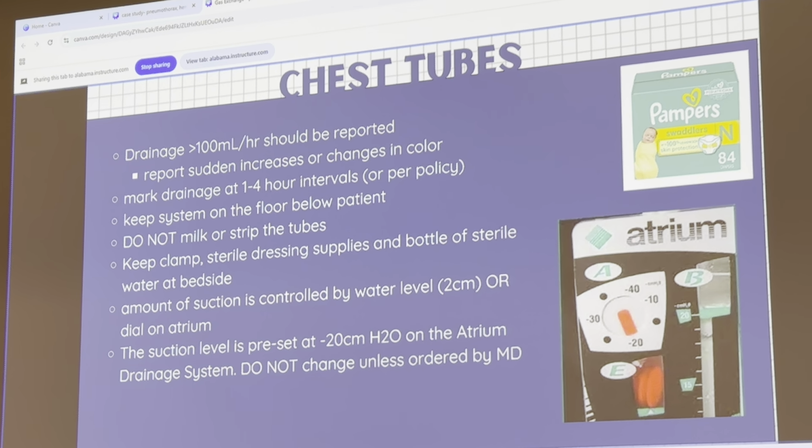Also note the color. If it's bright red, maybe it's arterial. If it's dark red, maybe it's just old blood, and the physician is expecting a lot of old blood to come out initially.